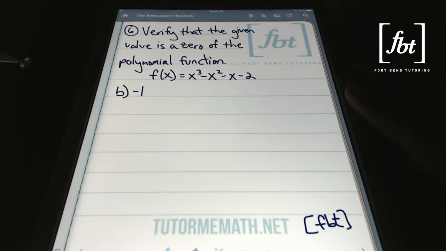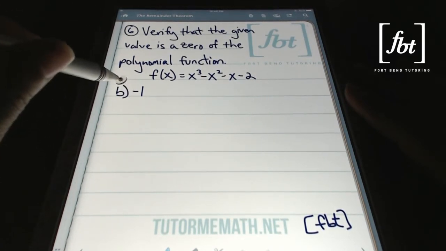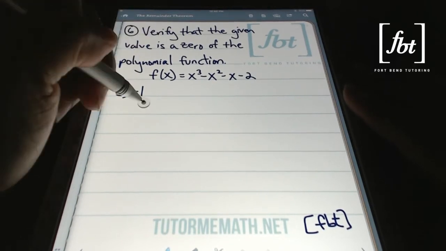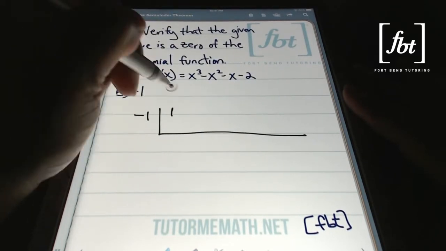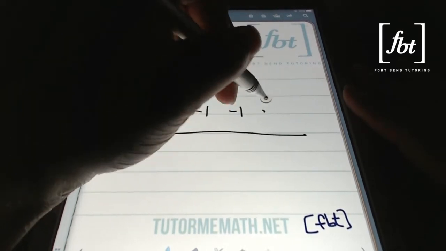In part B, we want to verify that the given value is a 0 of the polynomial function. We have the same function f, f of x equals x cubed minus x squared minus x minus 2. This time, we'll be seeing if -1 is a 0 of our polynomial function using the remainder theorem alongside synthetic division. So we're going to place that -1 right here, setting up my synthetic division with 1, -1, -1, and -2.